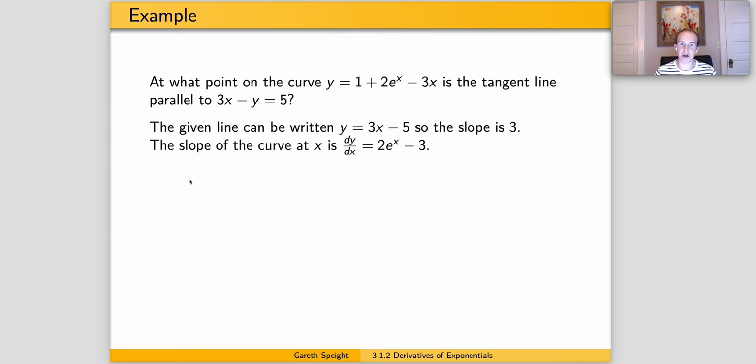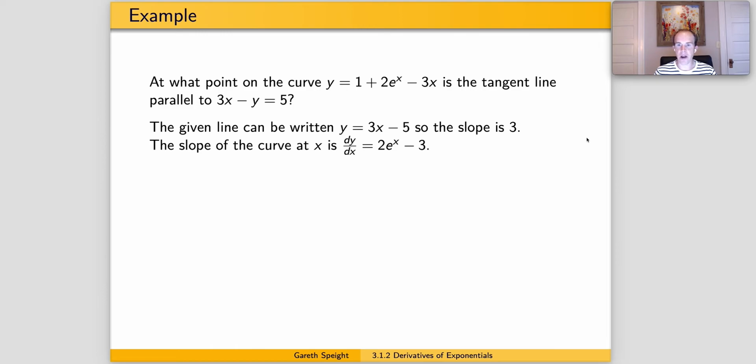So the slope of the curve at a general point x is just the derivative, dy/dx. And now we can differentiate this using our exponential rules. So we differentiate the 1, that becomes 0, since the derivative of a constant is 0. Differentiate 2e to the x, that's twice the derivative of e to the x, and the derivative of e to the x is just e to the x itself. So we get 2e to the x. And then we have minus 3 times the derivative of x. This becomes minus 3, for instance with the power rule, or you can just remember that the derivative of x is 1. So dy/dx is going to be 2e to the x minus 3. This is the slope of the tangent line at x.